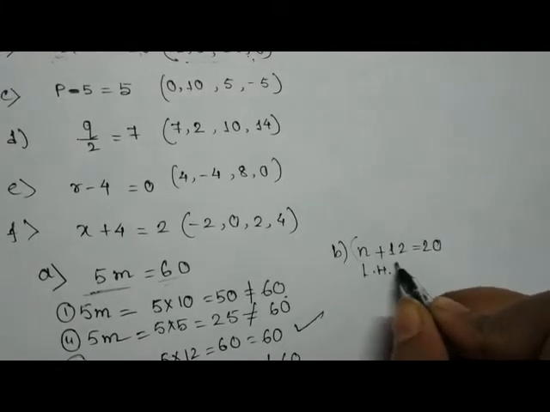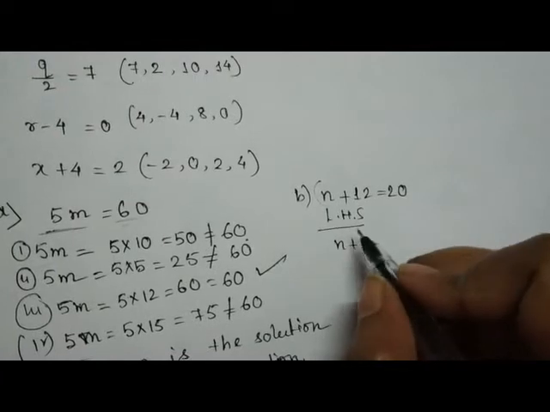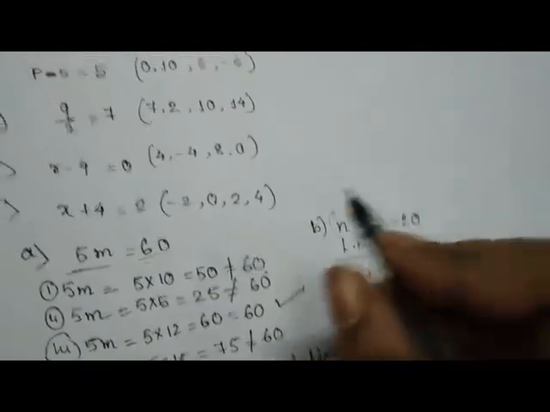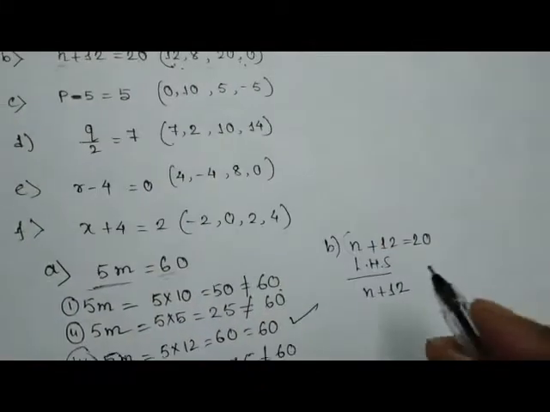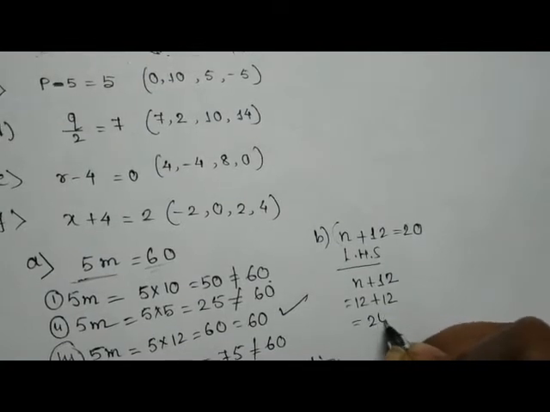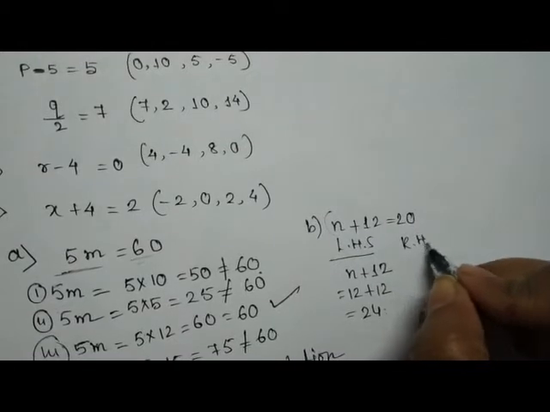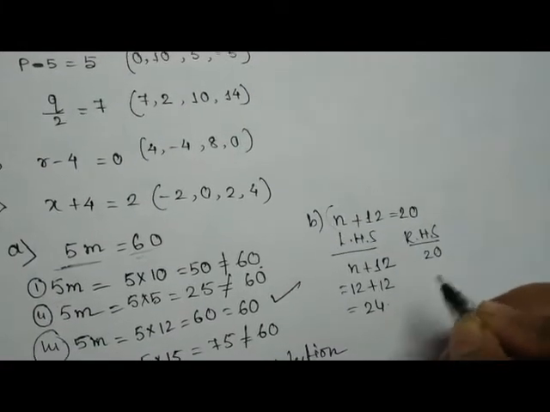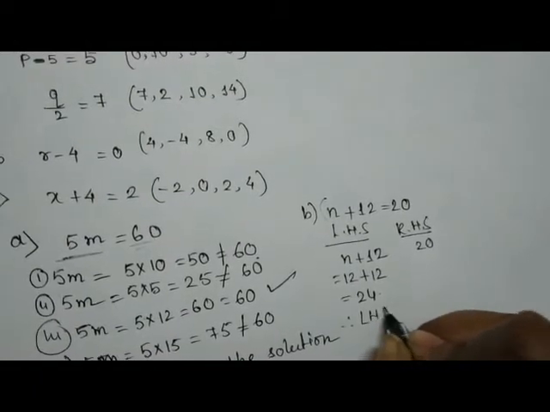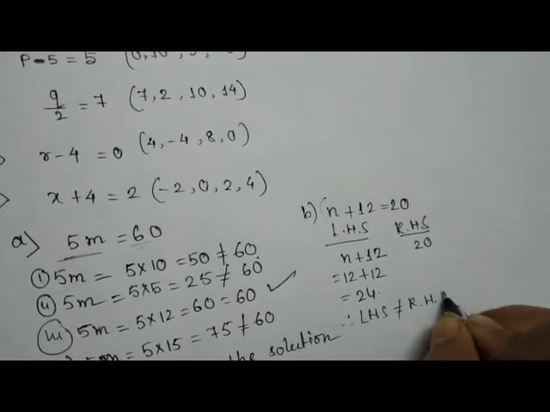So the left hand side is n plus 12, and we will mention which one is the left hand side here. Here the value of n is given, which is 12. So 12 plus 12, which is 24, and 24 is not equal to 20, the right hand side. Since it is not equal, we will write therefore left hand side is not equal to right hand side. So that means this is not the solution.